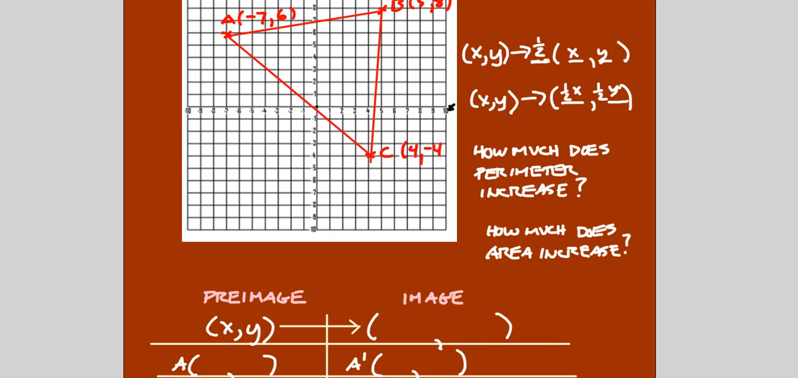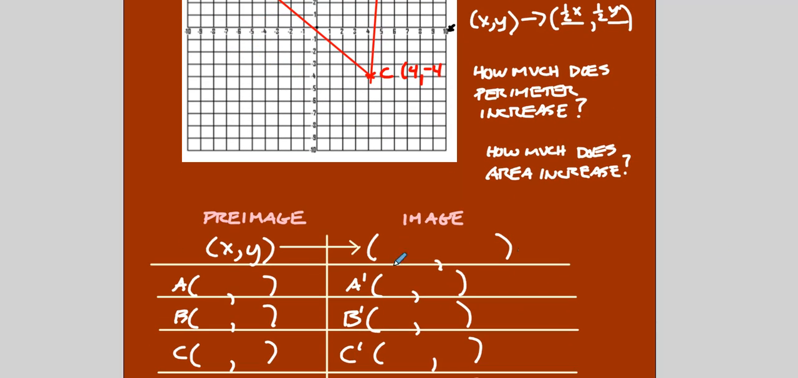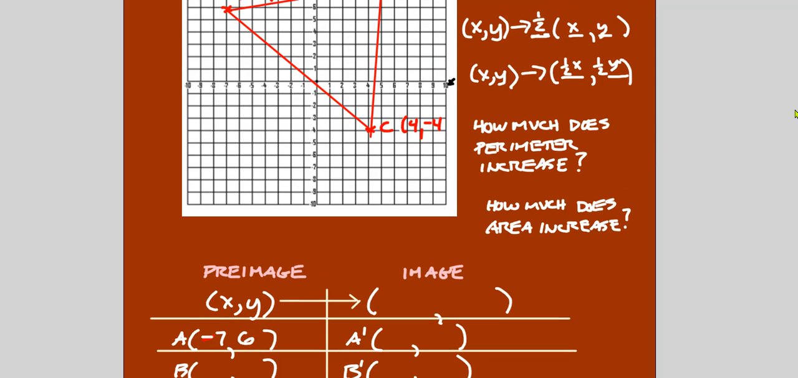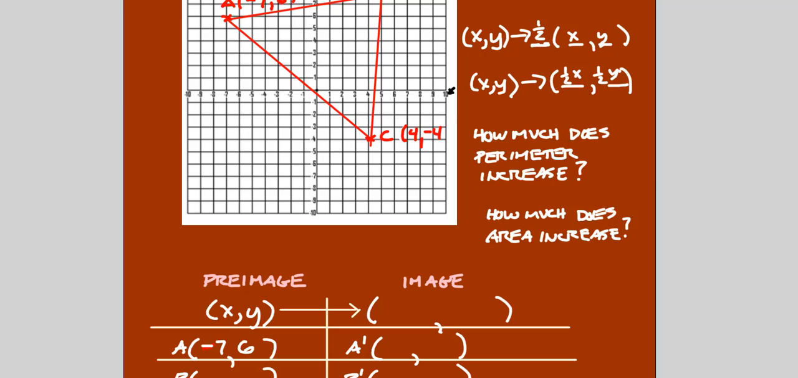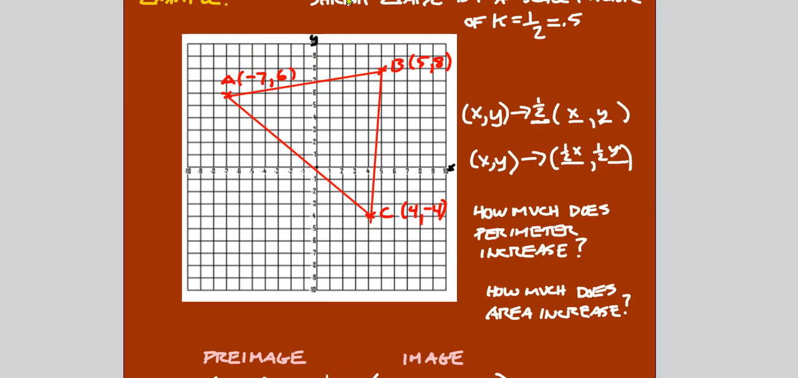Alright, so let's fill those coordinates in now. So A is -7, 6. B is, that should be a parentheses there. B is 5, 8.